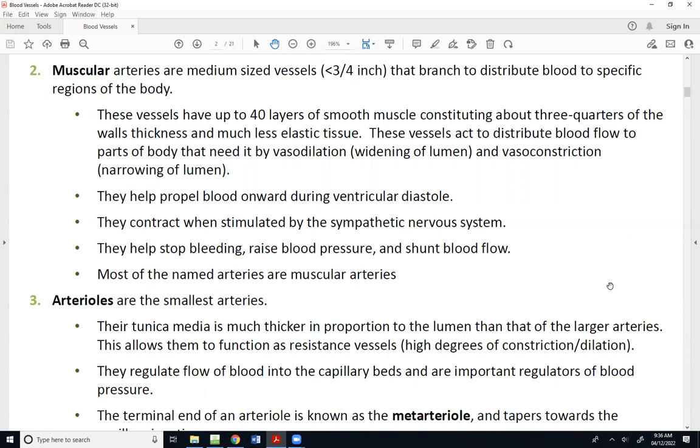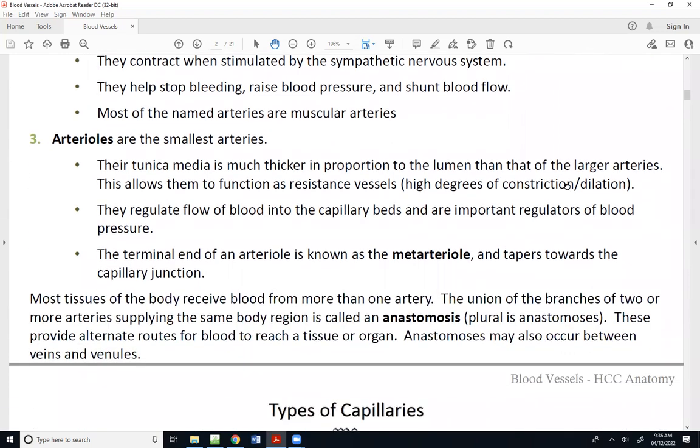Most of the arteries that we have names attached to them that we'll look at this lecture are in this category. And then your smallest arteries are the arterioles, which have a tunica media that's much thicker in proportion to the lumen than that of the larger arteries, allowing them to function as what we call resistance vessels. That's kind of their nickname.